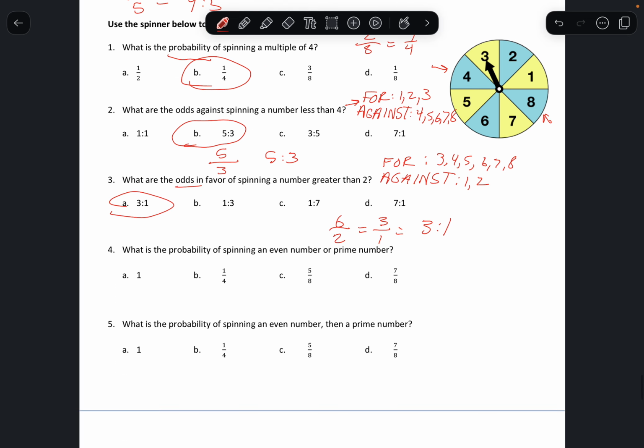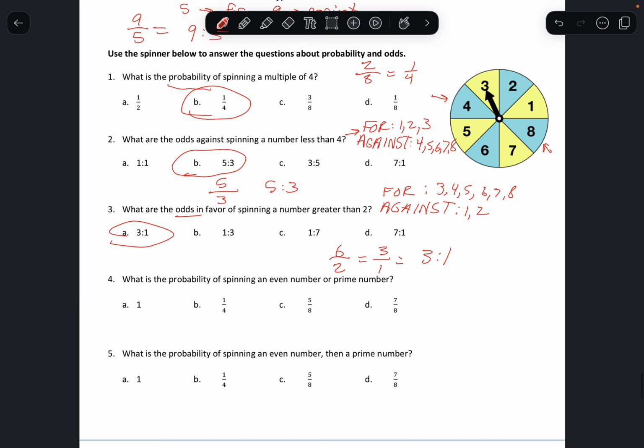Okay, those are the easy ones. We got 2 more here that we're going to have to do some combinations here, I think. Or I should say some ors and ands, which is from the last 2 sections. What is the probability of spinning an even number or a prime number?